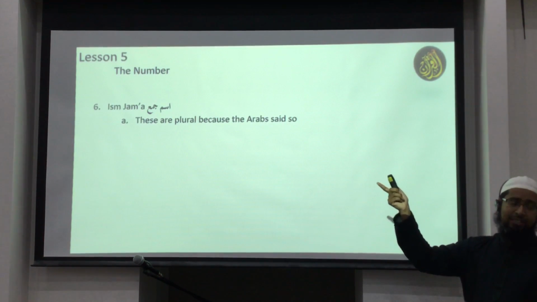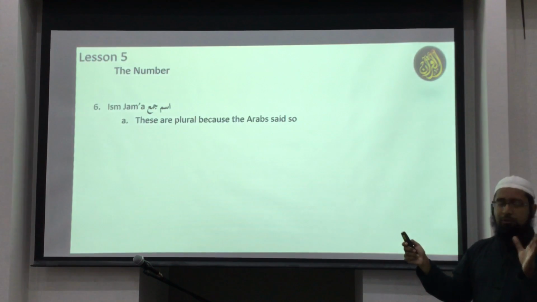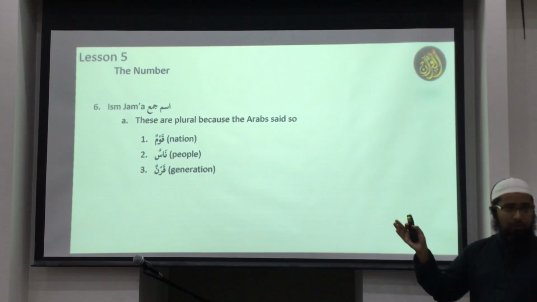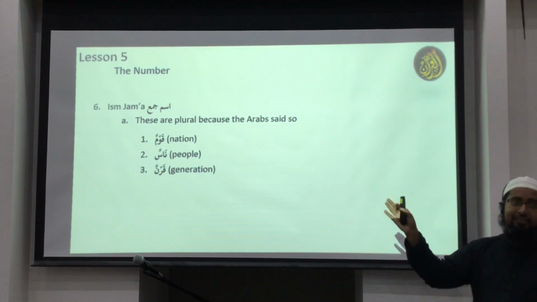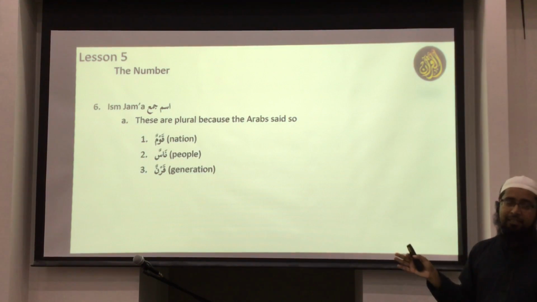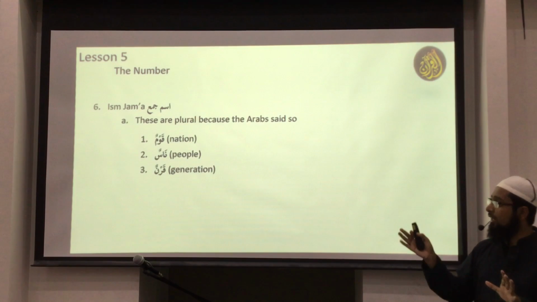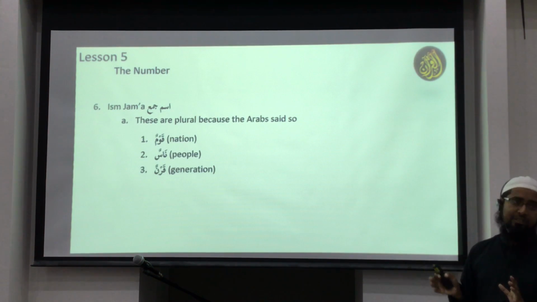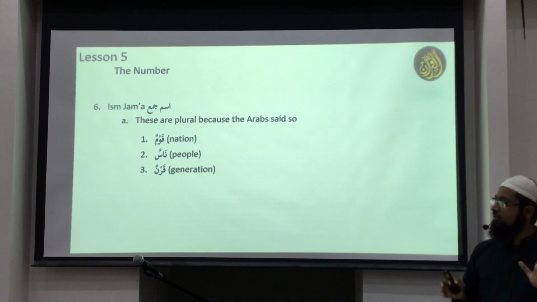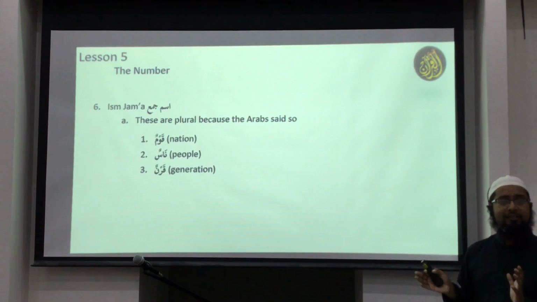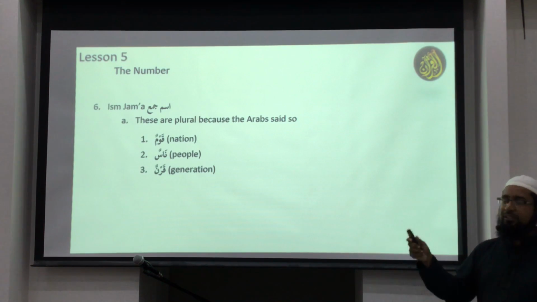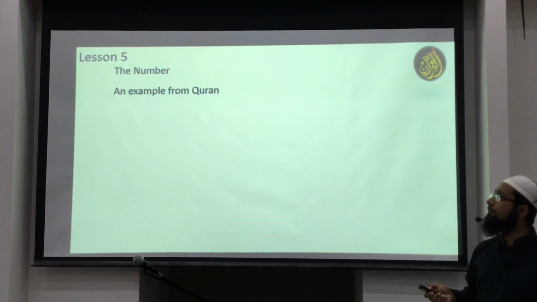And then there is a special category, ism jam'. There is a lot of discussion about this, but as I said, for the time being we just remember these three words, which are very similar types of words. These are called ism jam' in the Arabic language. So they are a different kind of plural. Qawmun, nasun, and qarnun: nation, people, and generation. Just remember these three words. If I ask in the question what type of plural they are, you say they are ism jam'. Inshallah, in the advanced level, there is more discussion about these words.